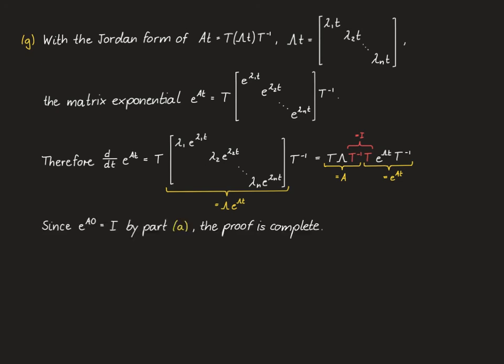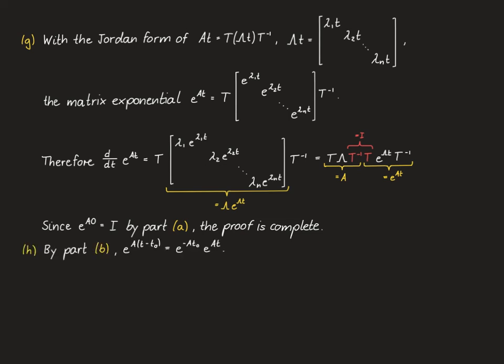So we have proved that e to the At satisfies that d/dt e to the At is equal to A times e to the At, which is exactly what we wanted to show, and together with the fact that e to the A0 is equal to identity by part A of this lemma, the proof of part G is complete.